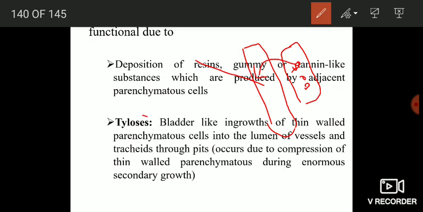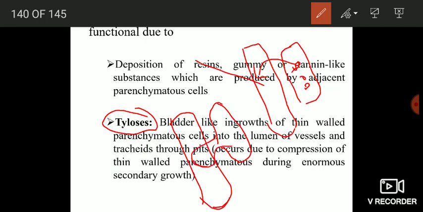Second is tylosis. Tylosis are basically bladder-like growths of thin-walled parenchyma cells which move into the lumen of vessels and tracheids through pits, thus blocking them. Here, say this is a parenchyma cell, and near it lies a vessel. This parenchyma cell produces an ingrowth, a bladder-like ingrowth which grows into the lumen of this vessel through a pit. Thus it blocks this vessel or tracheid.